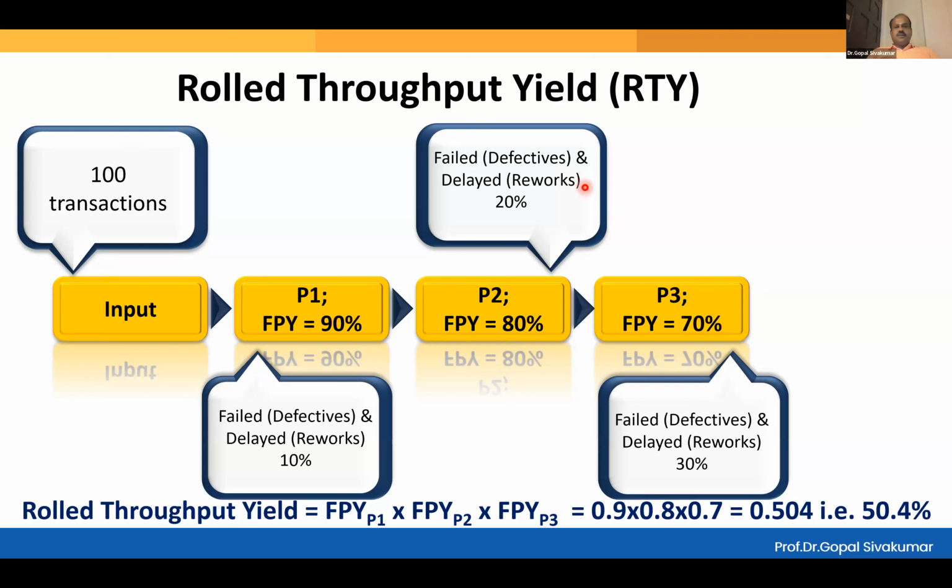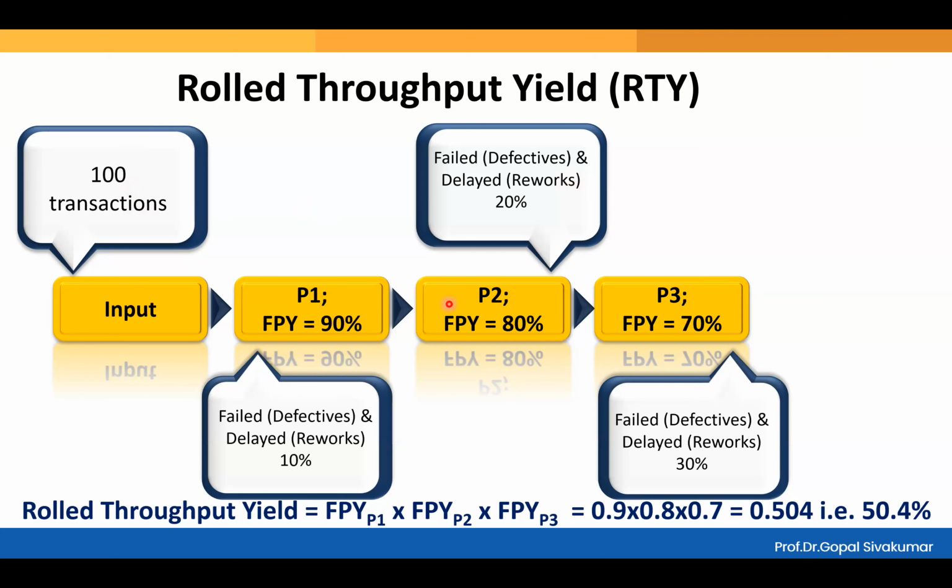In terms of count, will you be able to tell what will be the number of outputs? 70? No. See here, 100 units. Imagine you produce 100 units. Now, what is your yield here? 90%, right? So how much will come out? Only 90 units will come out. These 90 units will become the input to the second process.